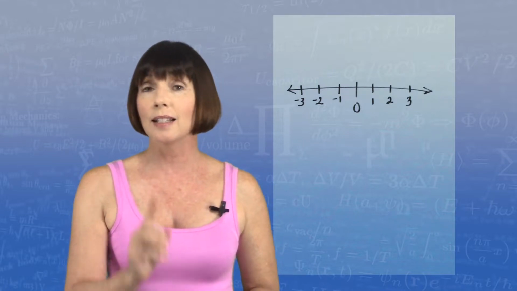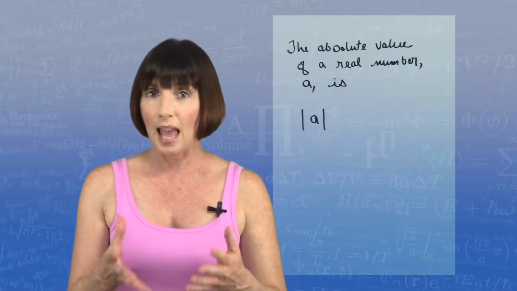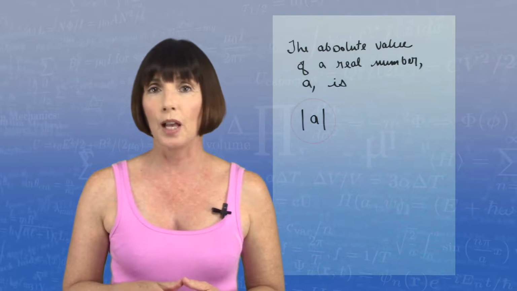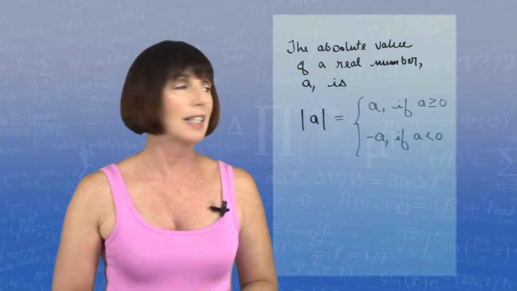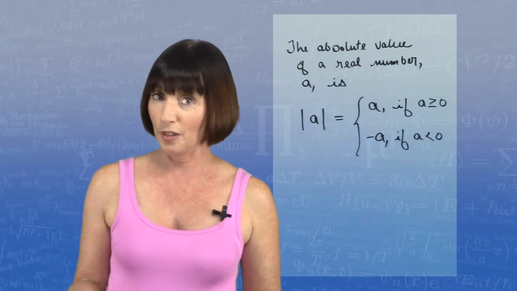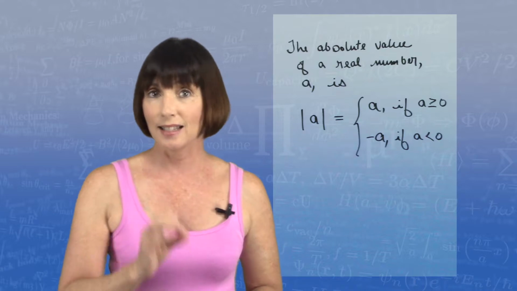So that leads us to this definition. For any real number a, the absolute value, and we write absolute value between the two parallel lines, the absolute value of a is a, if a is greater than or equal to 0, or the opposite of a, if a is less than 0.